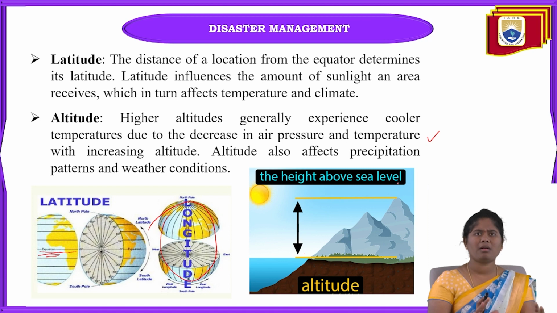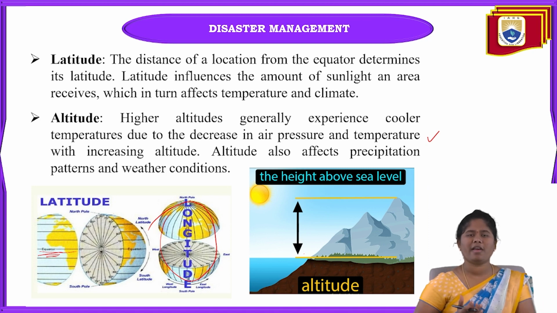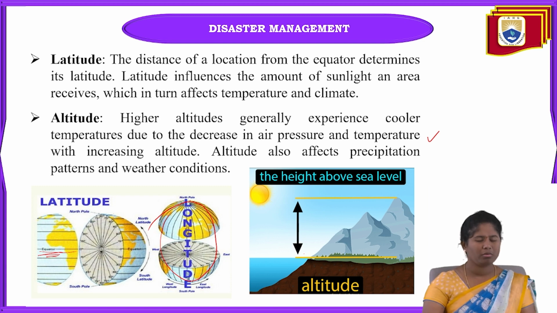We can observe that near the sea level or near the rivers there will be some cool temperature at that area. Why is that happening? If any mountain region or any valleys are there, their climatic conditions will be very cool, because of this altitude. If the altitude is very high, the temperature is automatically going to cool down, and there will be a decrease in the air pressure. This will automatically affect the precipitation pattern and also weather conditions.